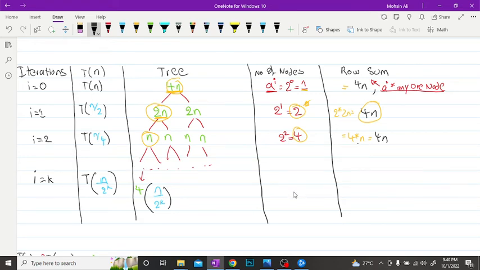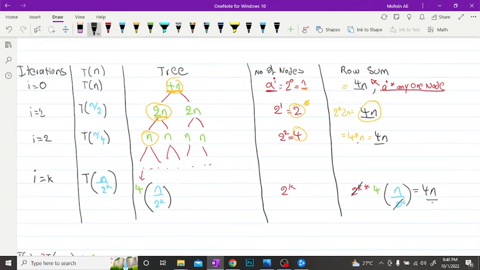And the number of nodes for this is going to be 2, because a is 2, to the power i, which is k. And the row sum is going to be 2 to the power k times 4 times n divided by 2 to the power k. There you go. So we can see that 2^k is going to cancel out, and we're getting 4n. So the row sum is constant, which is 4n.